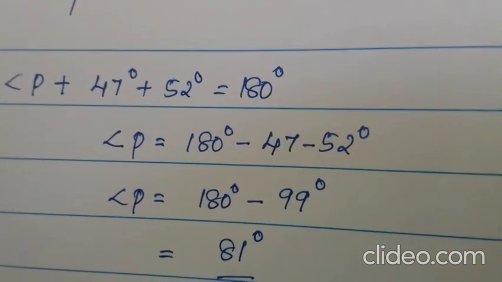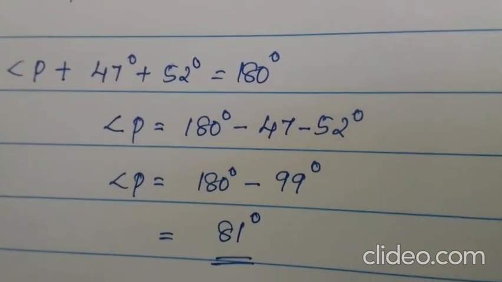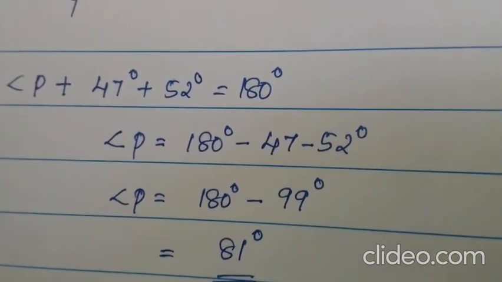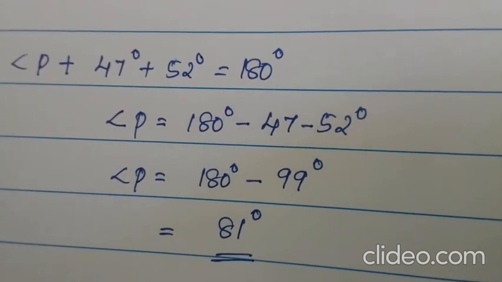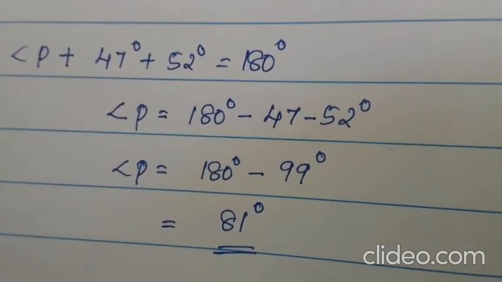Understood? If we add angle P plus angle Q plus angle R, we will get 180 degree. This is the angle sum property.